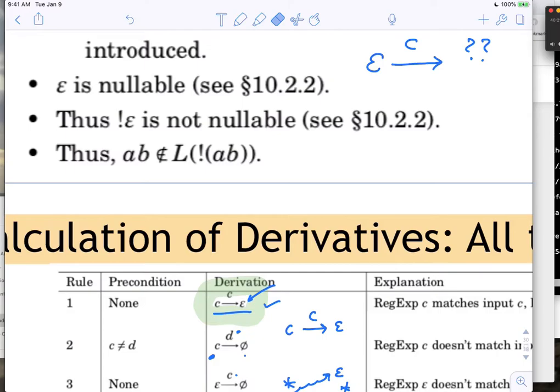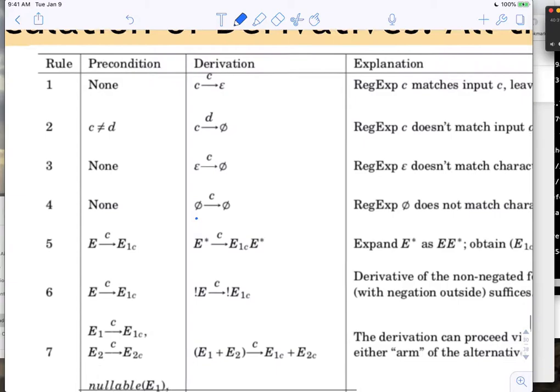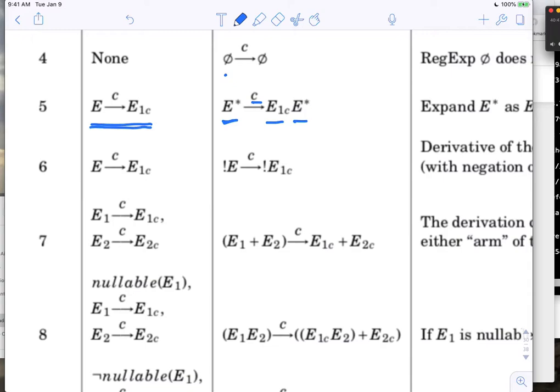Okay, so let me walk through the remaining rules and try to motivate. So the Kleene star upon C was attacked by opening up E star as E E star and then asking what the first E derives, putting that here and keeping a copy of E star. That's what we went through. Negation is treated very similar to what I explained a few slides ago. If a negated E form is given, first ask what the positive form can yield, and then simply keep the negation outside. There's nothing else happening.